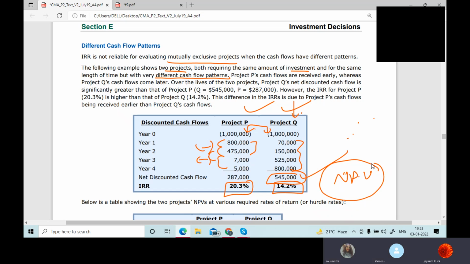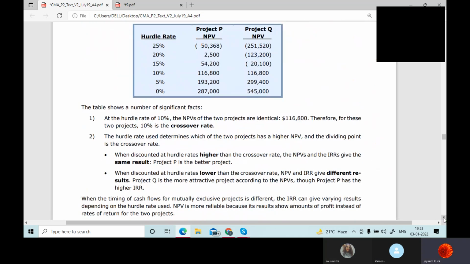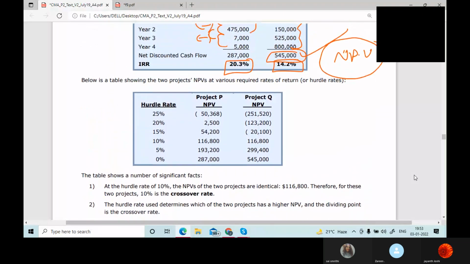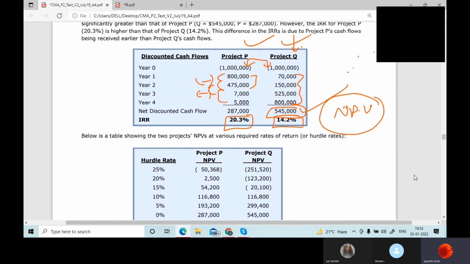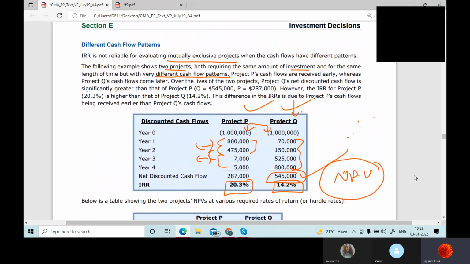Q or P? Q. Q. Yeah. So based upon that, it is now. See, something they want to explain to you. Let's read the points and understand.